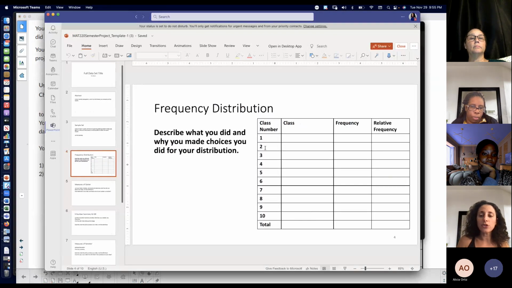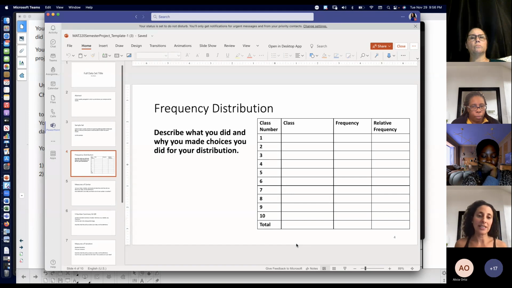Obviously, you're going to put your table here when you do it, but you need to describe what you did and why you made the choices you did for your distribution. What I want to see here is how you calculated, how you found your table. How did you find your classes? Obviously based on the instructions. How did you find the classes such that I could recreate the same frequency distribution table that you gave me, based on how you described how you calculated your classes, your frequency, and your relative frequency.